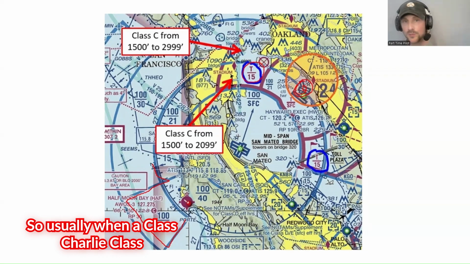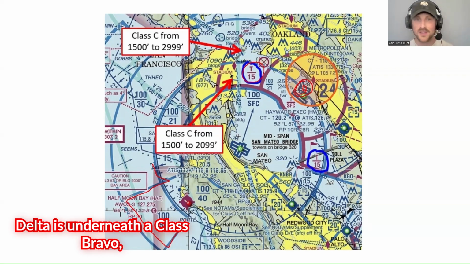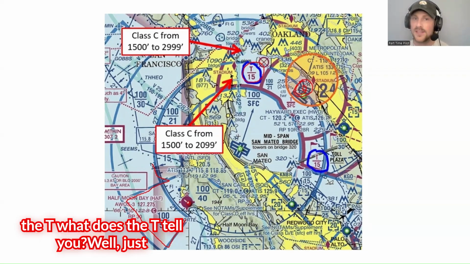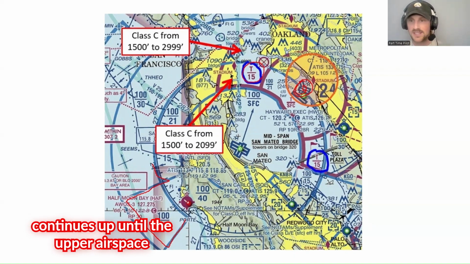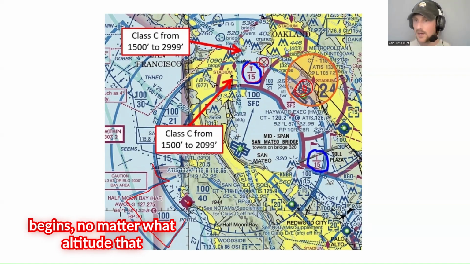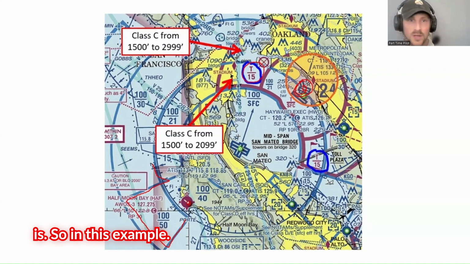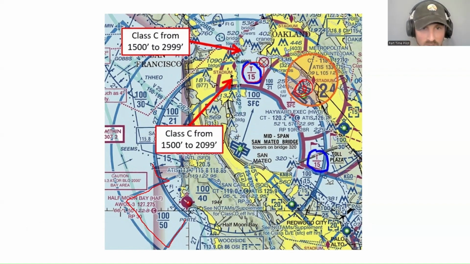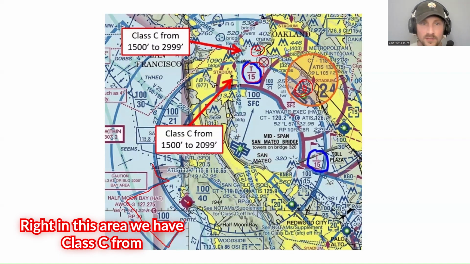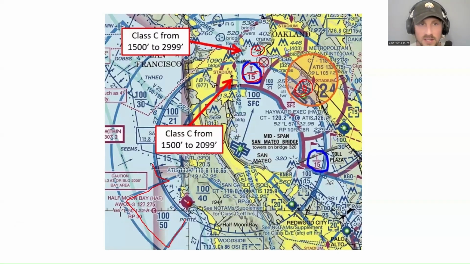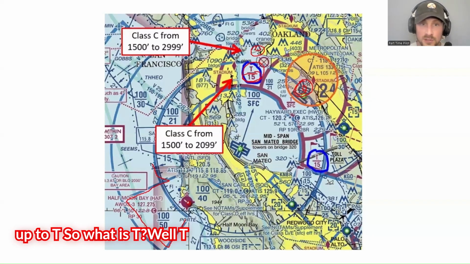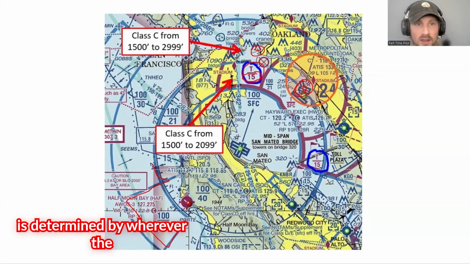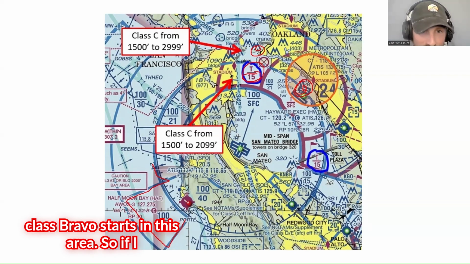So usually when a Class Charlie or Class Delta is underneath a Class Bravo, what does the T tell you? Well, the T tells you that the lower airspace continues up until the upper airspace begins, no matter what altitude that is. So in this example, right in this area, we have Class C from 1,500 because the floor is 15, up to T. So what is T? Well, T is determined by wherever the Class Bravo starts in this area.